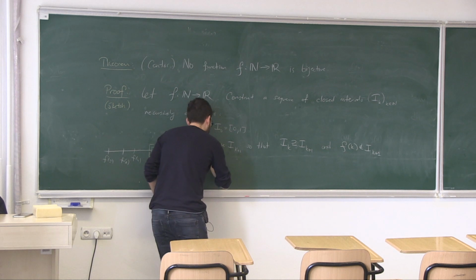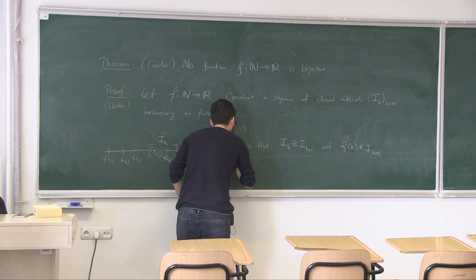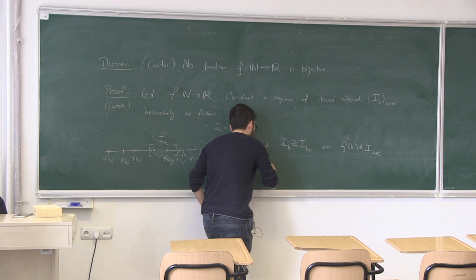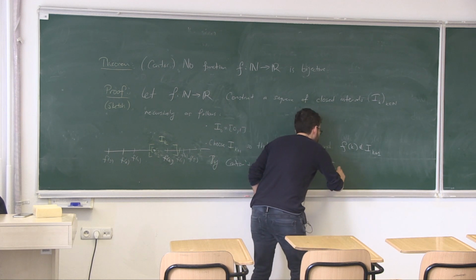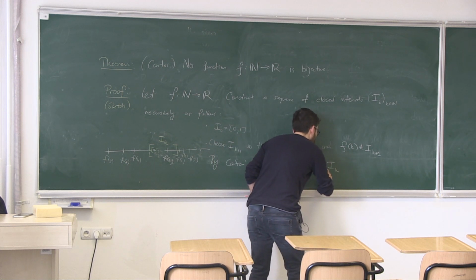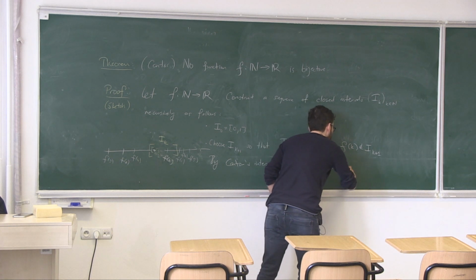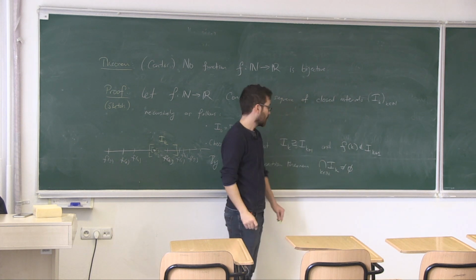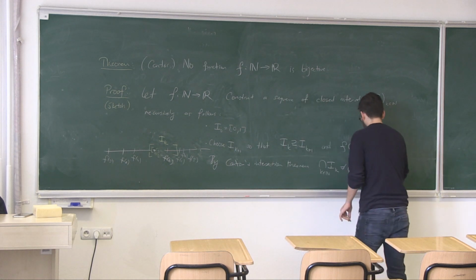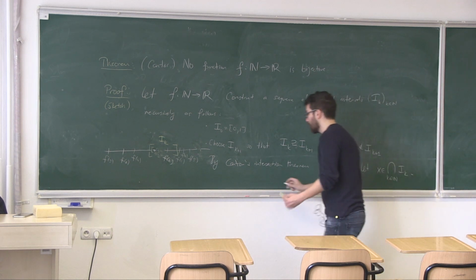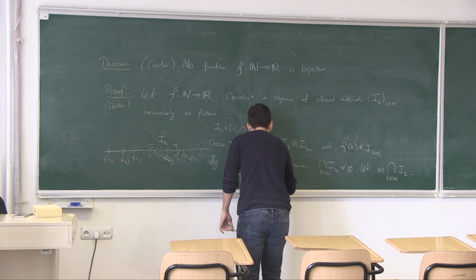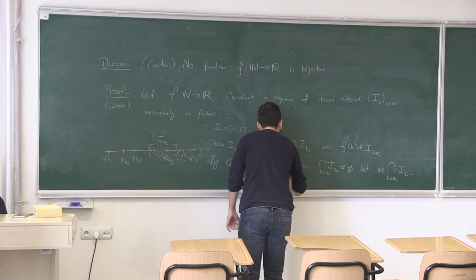Now, by Cantor's intersection theorem, the intersection of these is non-empty. I'll explain why this is the case. Let x be in the intersection of these. Then x is not in the range of f.